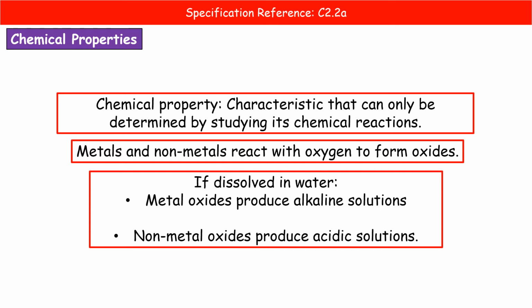Chemical properties are the second one, and a chemical property is a characteristic that we can only determine by studying chemical reactions. So, examples here: metals and non-metals reacting with oxygen to form oxides. We do need to know how we can identify if an oxide of unknown origin is a metal or a non-metal oxide. And it's as simple as you dissolve it and then you test the pH. So metal oxides will produce alkaline solutions, non-metal oxides acidic solutions.